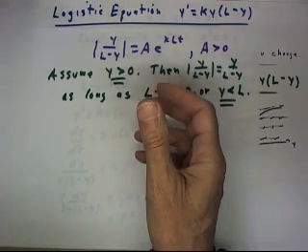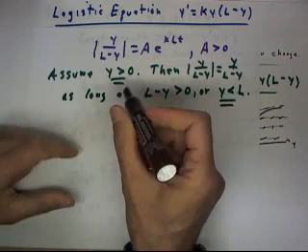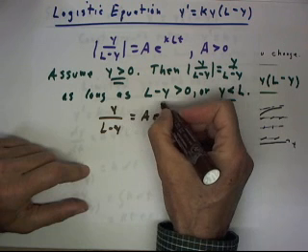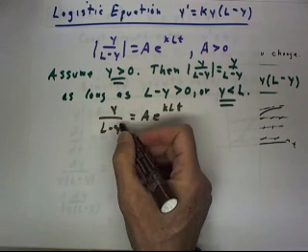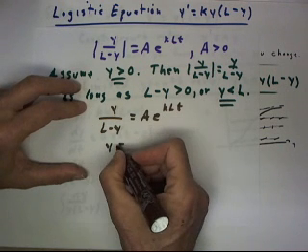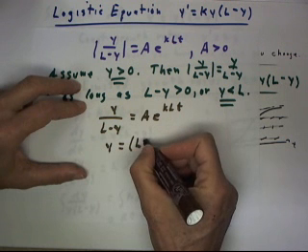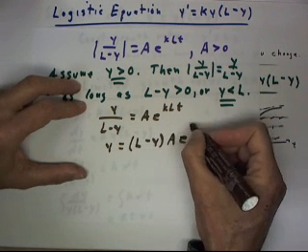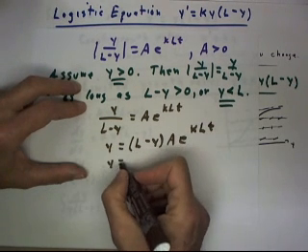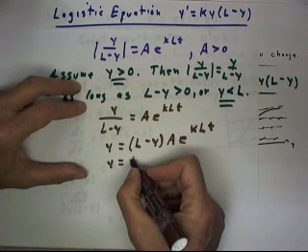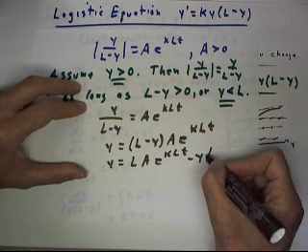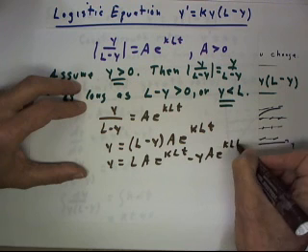Now if we remove the absolute value sign, the equation just becomes y over L minus y equals a e to the KLT, and we can solve the equation for y. Multiply both sides by L minus y, we get y equals L minus y times a e to the KLT. If we distribute, well, let's go ahead and write it out just to be careful. This will be L a e to the KLT minus y times a e to the KLT.